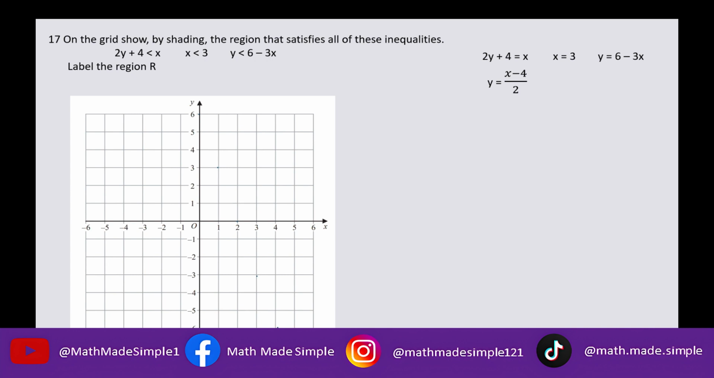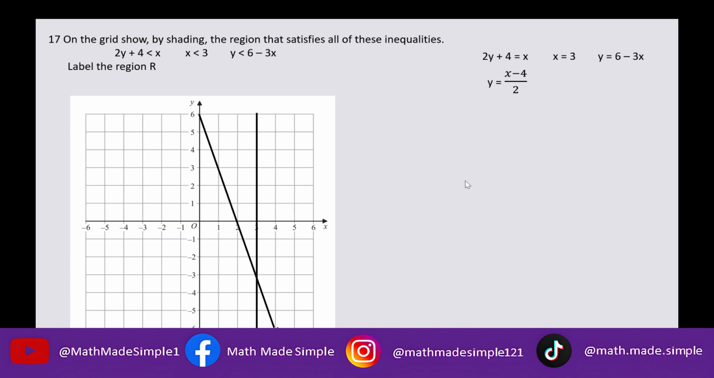So first of all, I can draw x = 3. But because the inequality is x < 3, it will be anything to the left side of that. And then I would draw y = 6 - 3x, which represents the inequality y < 6 - 3x. So that would be, again, anything on the left side of the line.